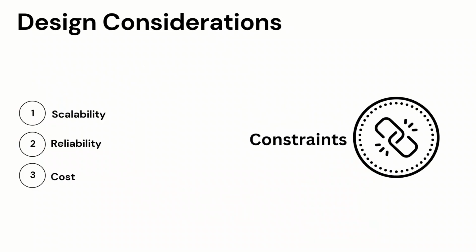When making design decisions, you'll need to consider a number of factors, such as scalability, reliability, and cost. It's important to keep these constraints in mind throughout the design process. For example, if you're designing a system for a ride-sharing app, you'll need to consider how the system will scale as more riders and drivers join the platform. You'll also need to consider how to ensure that the system is reliable and can handle failures gracefully.